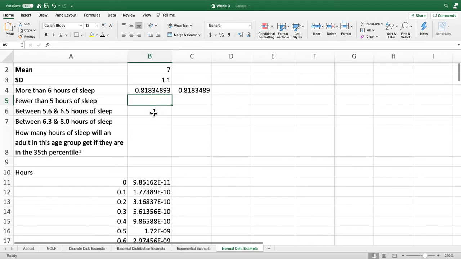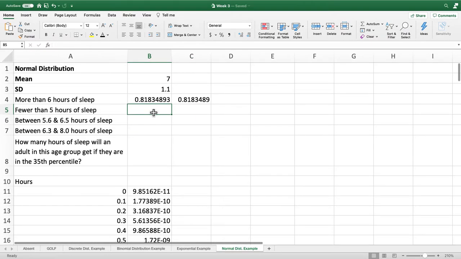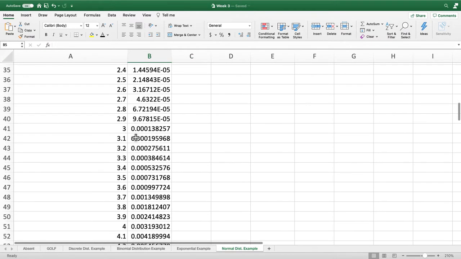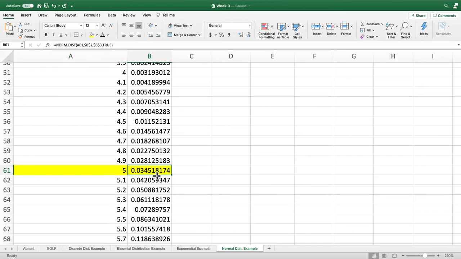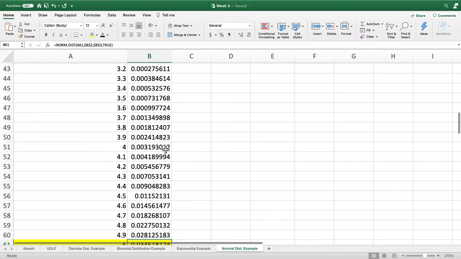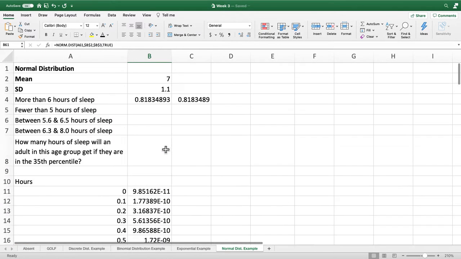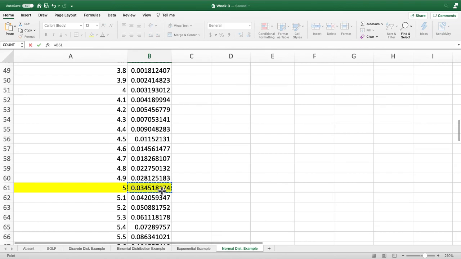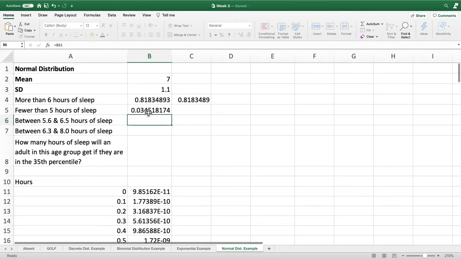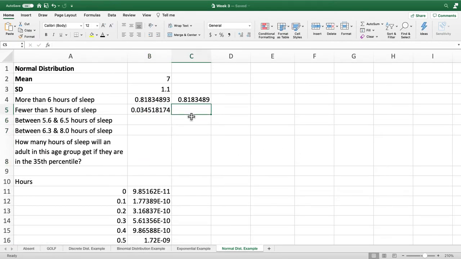For this next one, we're looking at fewer than 5 hours of sleep. For that one, we just need to find our 5. Since this is an accumulated number, that 0.034 is what our answer is going to be. So we come up here and we type in equals my 5 or B61. And again, we could actually just type it in if we want to.